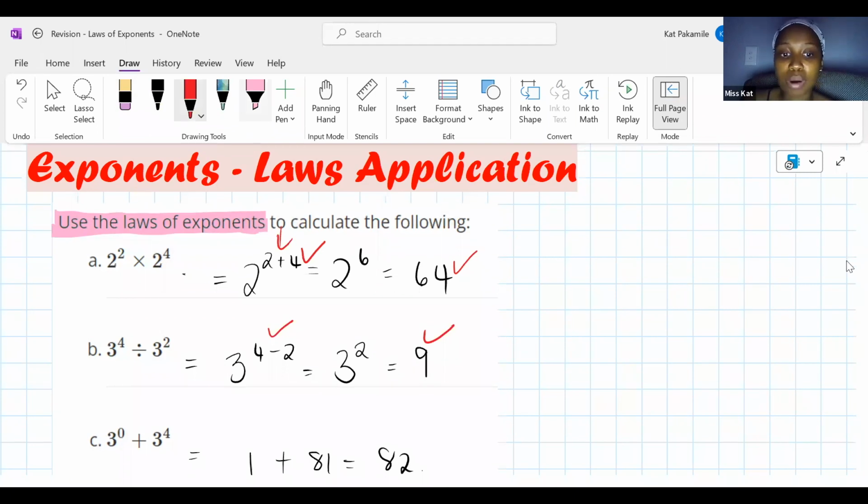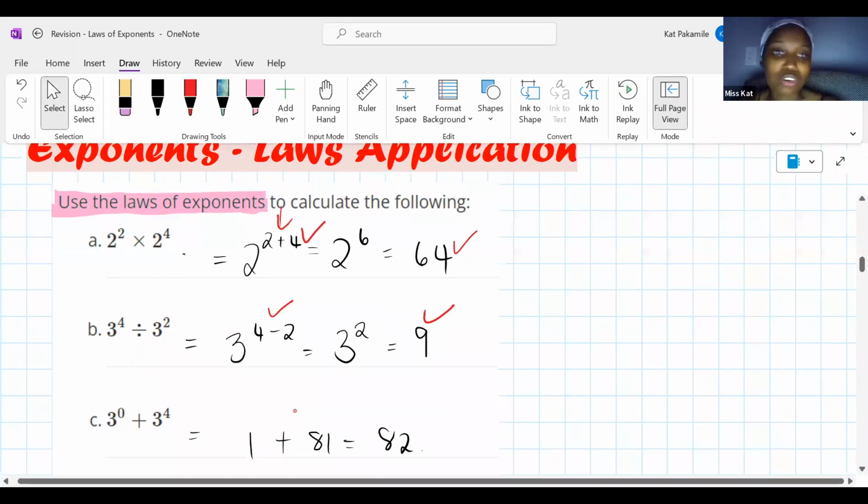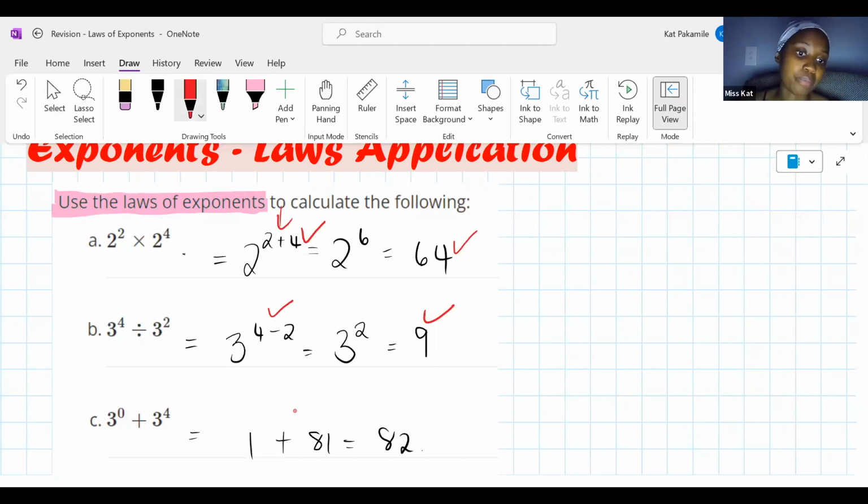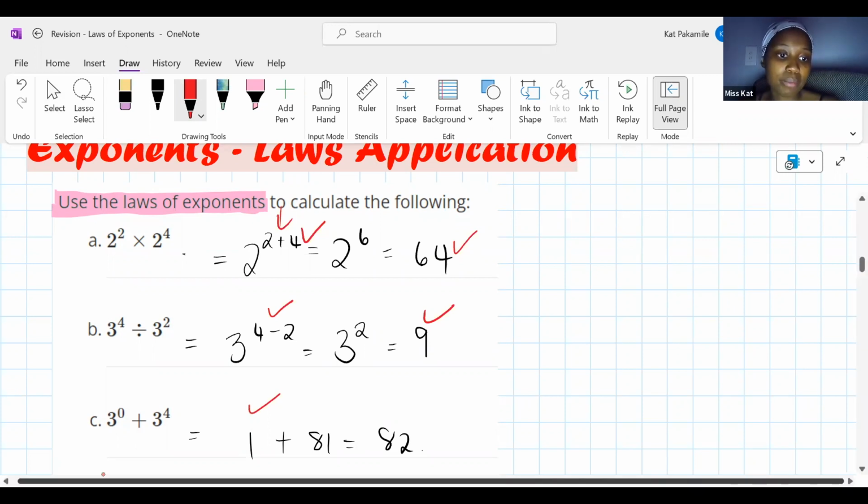Let's see number C. Probably some of you are wondering, where did we apply laws of exponents for number C? I want to see that you know that anything to the power of 0 is 1. And I say plus 3 to the power of 4 is 81, and you just add them. You cannot add the exponents here because we are adding. Don't let that catch you out. We are adding, we are not multiplying, so you cannot add the exponents.